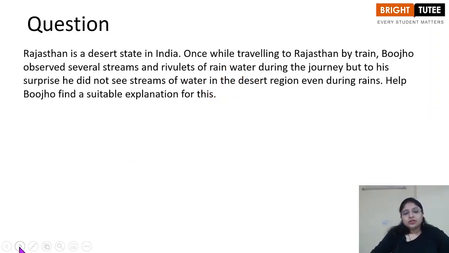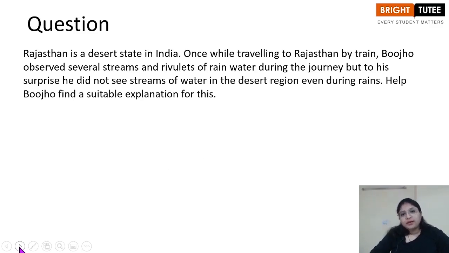Now, another question. Rajasthan is a desert state in India. Once while traveling to Rajasthan by train, Bujo observed several streams and rivulets of rainwater during the journey. But to his surprise, he did not see streams of water in the desert region even during the rains. Help Bujo find a suitable explanation for this.